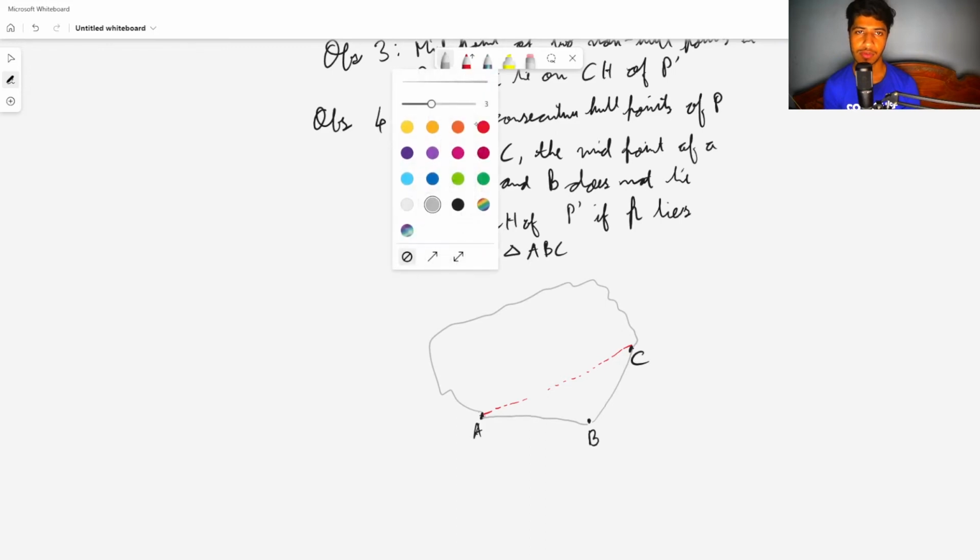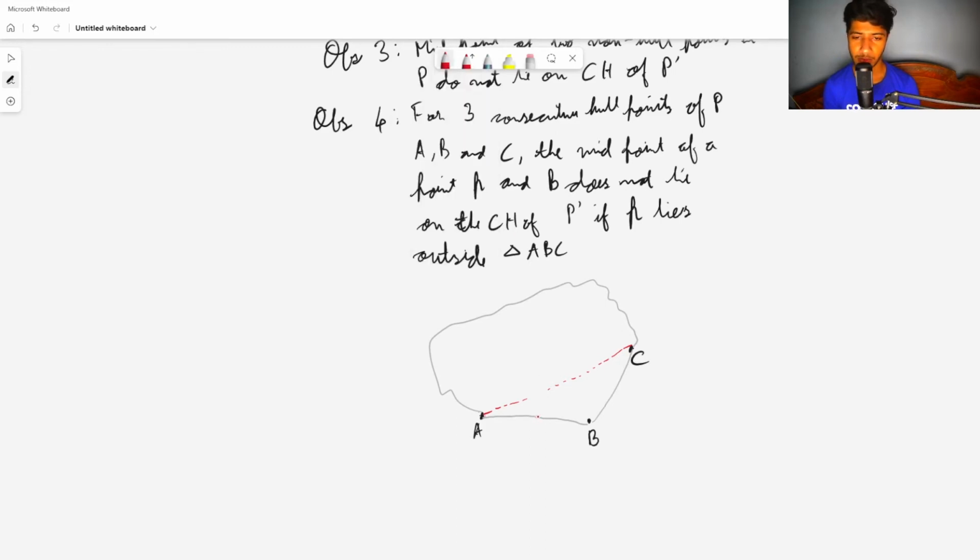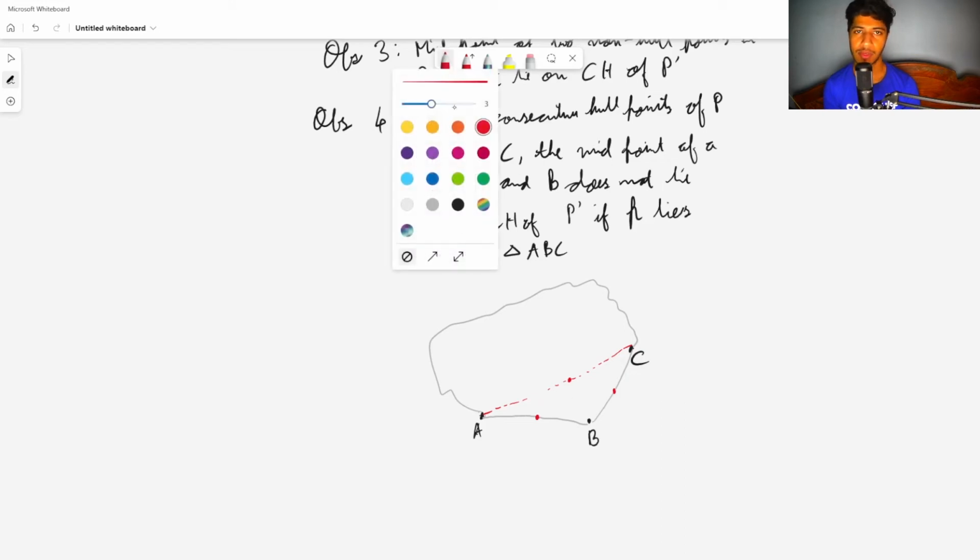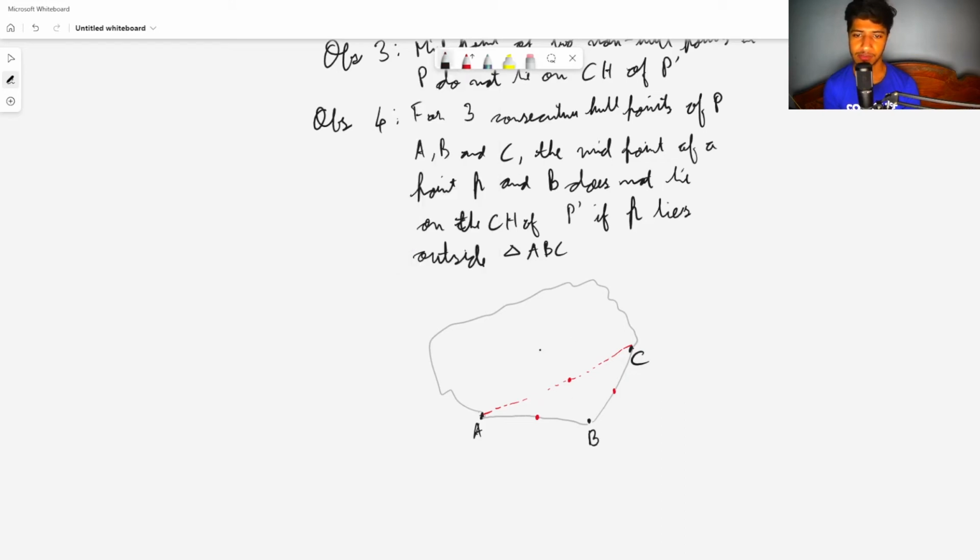Okay, so let's look at the midpoint of AB and the midpoint of BC, and there will be a midpoint of AC as well. All of the red points will be points in P dash. Okay, so let's locate another point, small p. So let's say our small p is outside this triangle. So what does that mean?